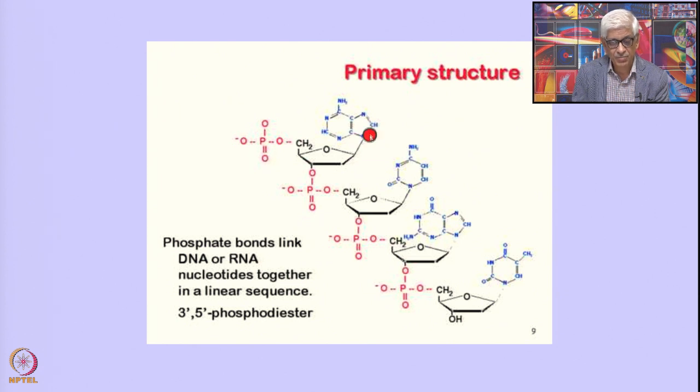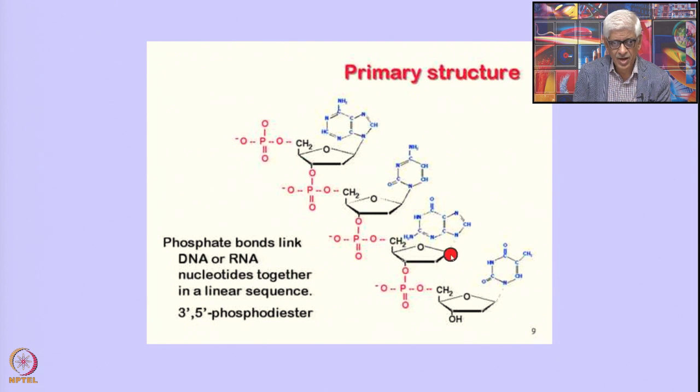at this nitrogen, these bases are attached. Similarly, in the pyrimidine, at this nitrogen, the sugar ring is attached, and so on and so forth. So, in the purines, the sugar is attached to the 5 membered ring, and in the pyrimidines, it is attached to the 6 membered ring at this position.